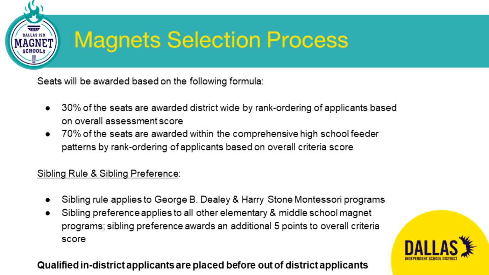For our middle school programs, they do have a sibling preference rule. So if an applicant has a sibling that currently attends that middle school and will continue attending that middle school next year, they will receive 5 additional points to their overall criteria score. Qualified in-district applicants are placed before any out-of-district applicants. So we do encourage everyone to apply. Just make note that all qualified in-district applicants will be placed first.